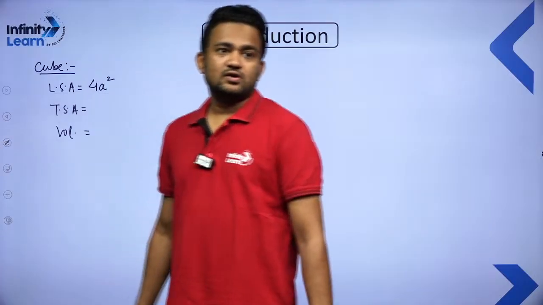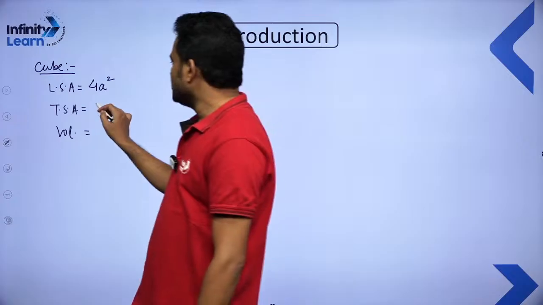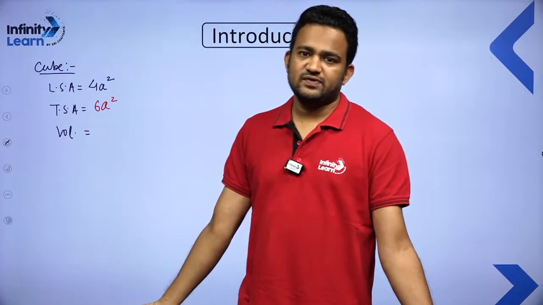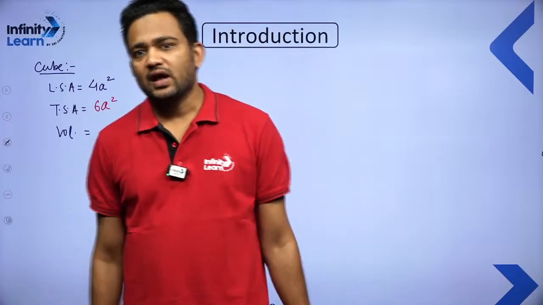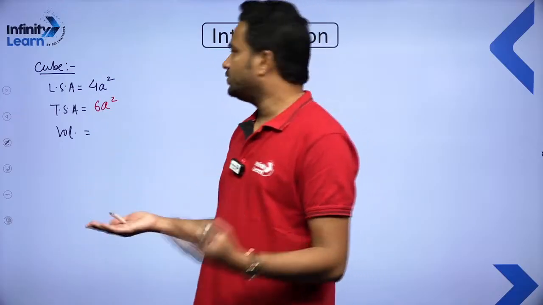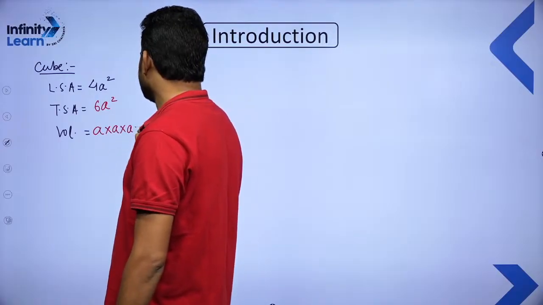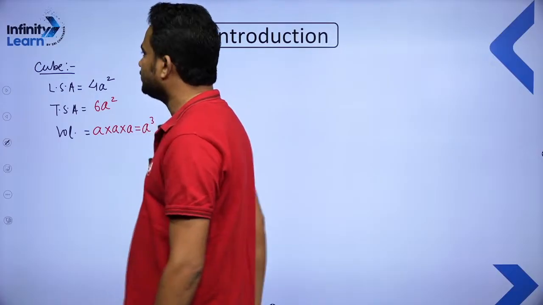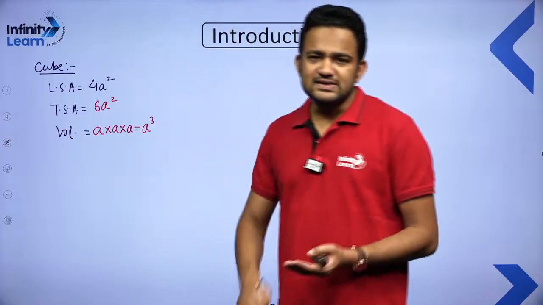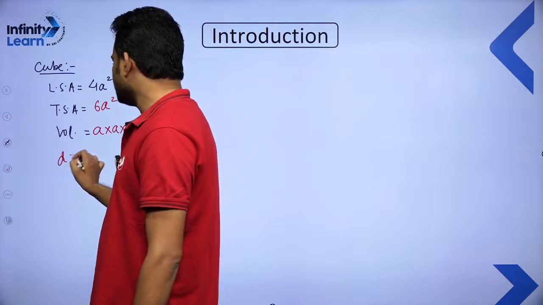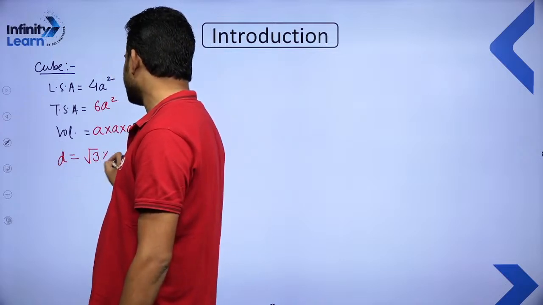Total surface area, so what will be total surface area? It will be 6a square, means area of all the faces, right? Total 6 faces are there, so it will be 6a square, and the volume is L into B into H, that is a into a into a, which is a cube, right? So this is the formula to find the volume of the cube. One more thing is to find the length of diagonal. So length of diagonal D is equal to root 3 into side, which is a, right?